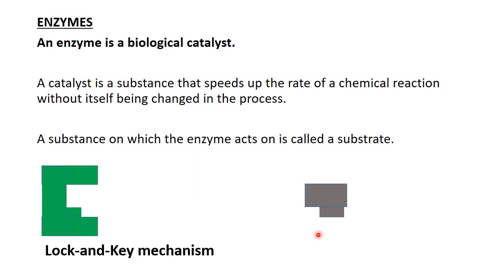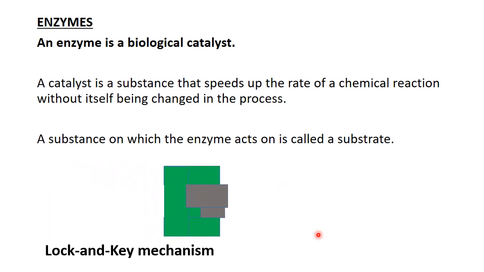So what I'm trying to say is something like this. You can see the substrate has perfectly fitted into the enzyme. Just from the shape, this enzyme is meant to work with this substrate. So this is the lock and key mechanism. The enzyme acts as a lock and the substrate acts as a key. Then together they lock like this, forming what is called an enzyme substrate complex.